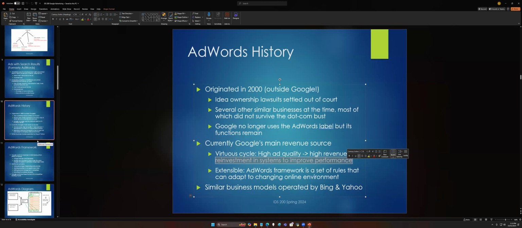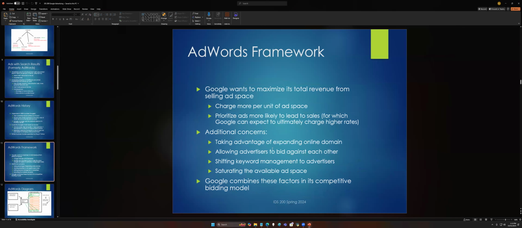Anyway, the other thing that's worth mentioning about this setup is the AdWords framework was designed from the start to adapt to the changing online environment, right? So we'll talk about that on, we'll get the next slide. Okay. Of course, Google wants to maximize its total revenue from whatever ad space it has, right? It wants to make money by showing ads.